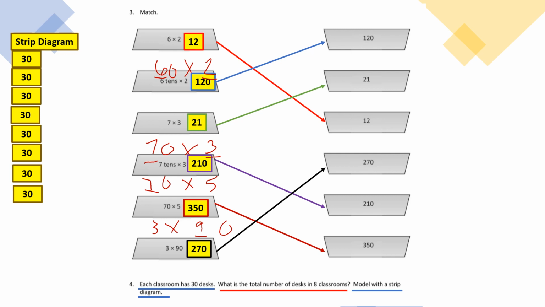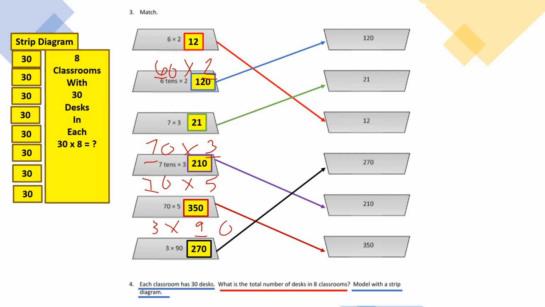Okay. Now you can draw your strip diagram on the side of your paper like I did, or you can draw it out the regular way, horizontally, to where the boxes are right next to each other instead of on top of each other. Either way, it's fine. Let's keep going. Now, this strip diagram represents 8 classrooms with 30 desks in each classroom. And the equation that represents our strip diagram is 30 times 8 equals unknown.